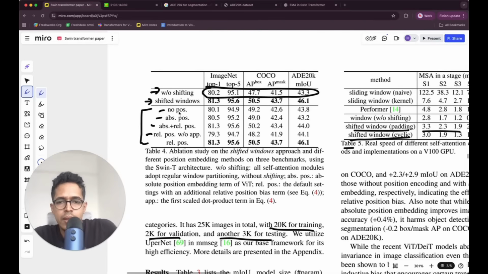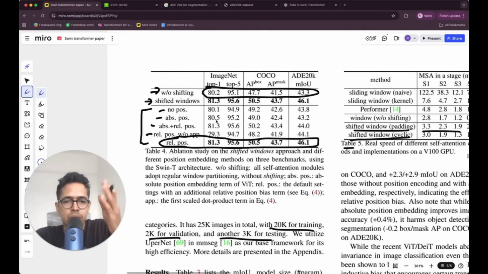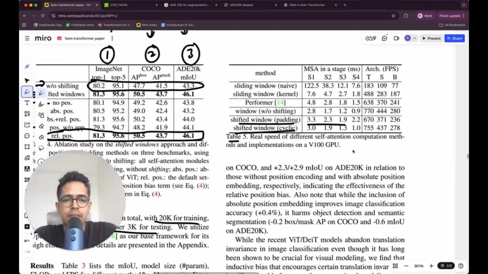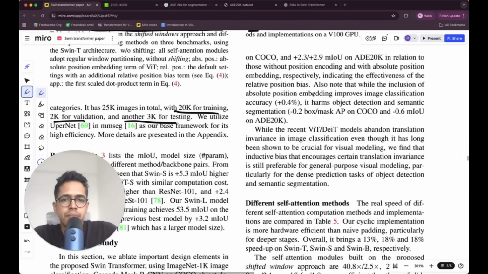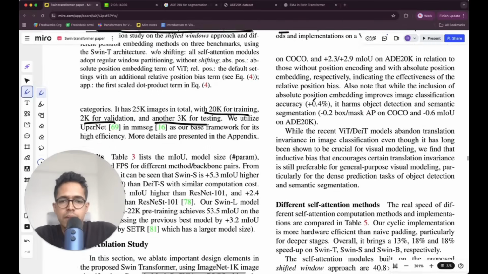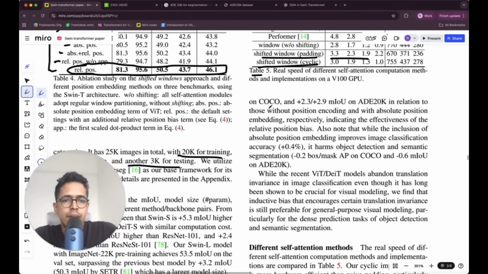So the final takeaway is that the relative position bias, which is done in Swin Transformer, gives the best accuracy for 3 tasks: classification, detection, and segmentation. So these are the 3 columns: classification, detection, and segmentation. Okay. And it achieves this in relation to those without position embedding and with position embedding. All of this is fine.